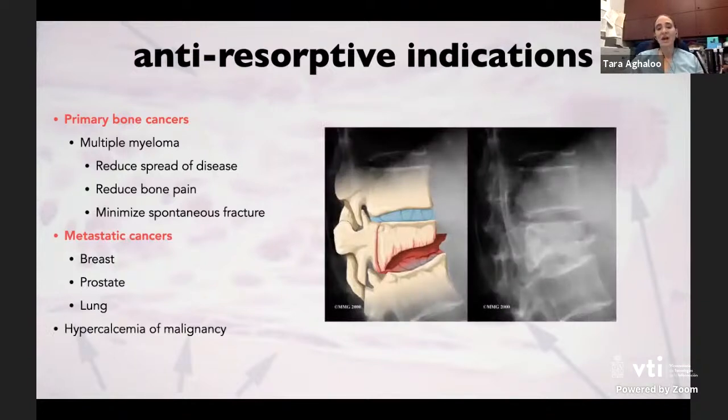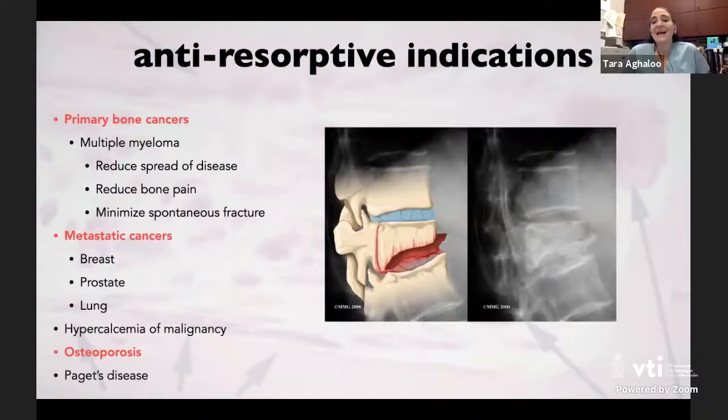Another indication is for hypercalcemia of malignancy, and this can be pretty devastating as the myeloma cells or the osteoclasts, depending on which type of cancer you have, are chewing up the bone, and then as the bone is resorbed, the calcium gets into the circulation and causes hypercalcemia. And then, of course, another indication being osteoporosis, that we know millions of patients worldwide have osteoporosis, and the first line therapy is an anti-resorptive medication.